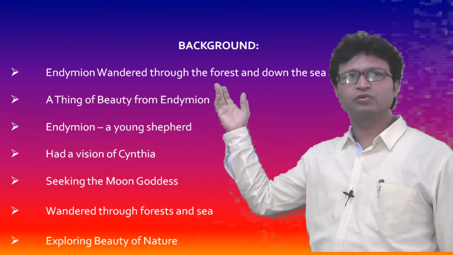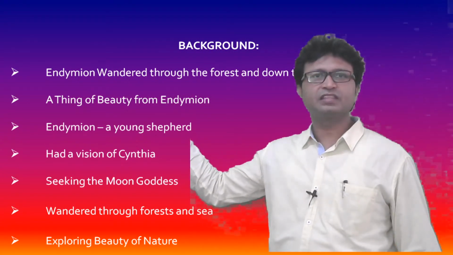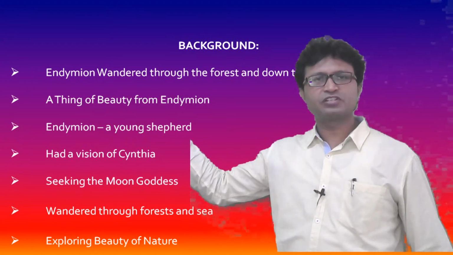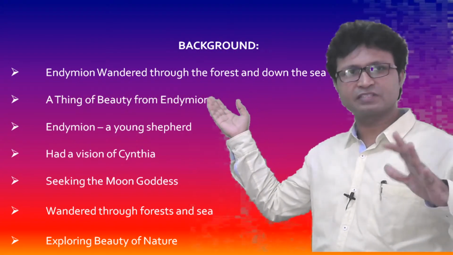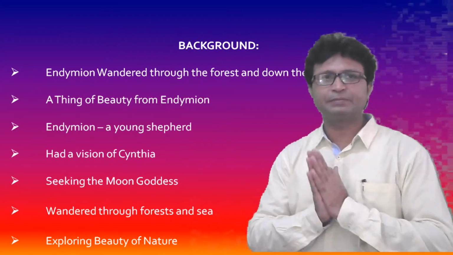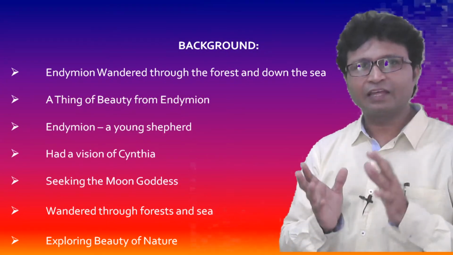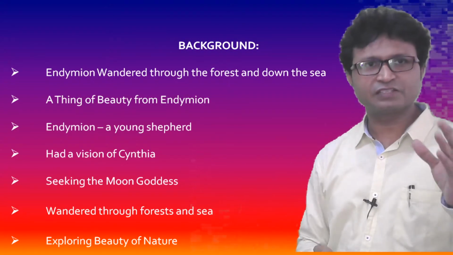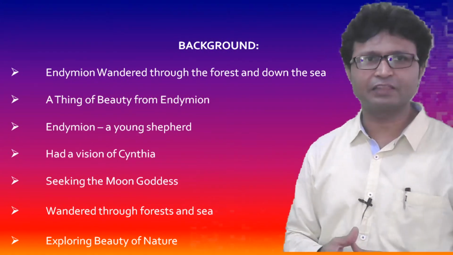Then Endymion, as you know, is a young shepherd. He had a vision of Cynthia. Cynthia is the moon goddess, and the vision is a dream, as he had a dream of this moon goddess called Cynthia. Our poem is an extract from the big poem called Endymion, which talks about things of beauty, and this short poem is there for us. Then he goes in search of the moon goddess, as it is all there in the background.